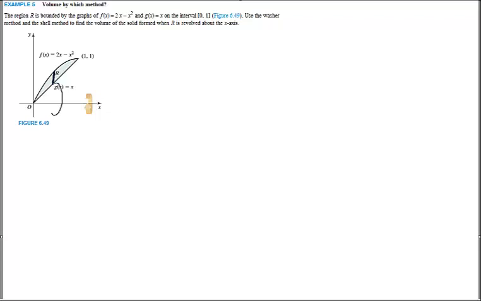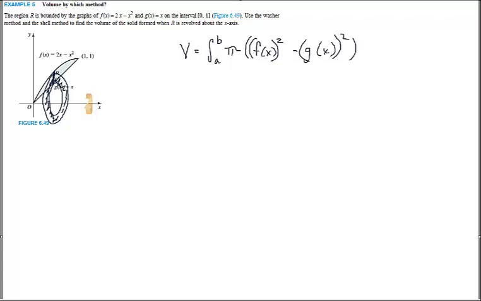Good. So first up, I see myself making these washers, so I'm going to do that one first. For my washers, I have the formula V equals the integral over my limits of integration of pi times f of x squared minus g of x squared, with respect to x. It's really just an extension of the disk method with a hole in it.